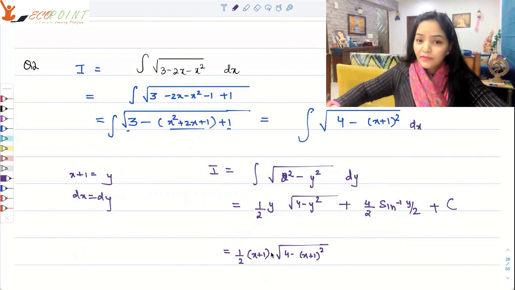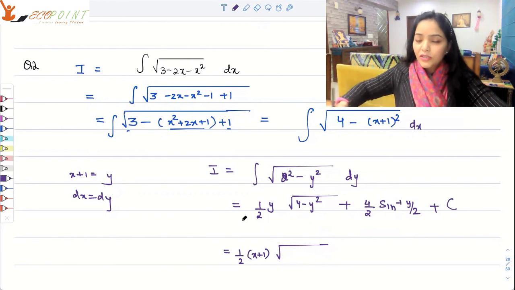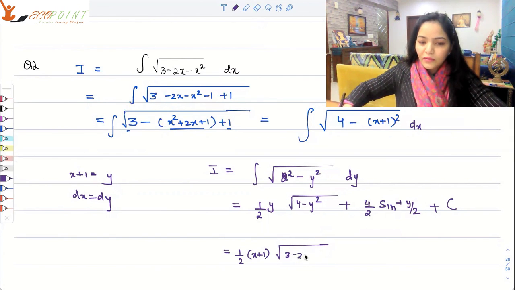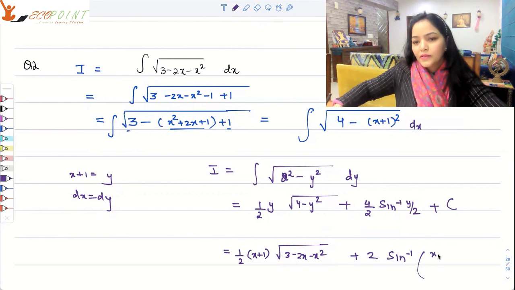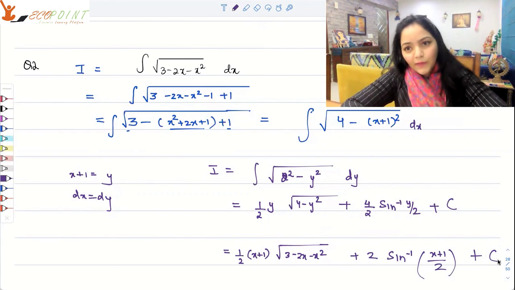which when you open it up, what will you get? Do I really need to write 4 minus x plus 1 whole square? It is nothing but the original square root that you had, which is basically 3 minus 2x minus x square. So I can write that down. Plus 2 times sine inverse of x plus 1 upon 2, whole thing plus c. That's the application of these special cases.